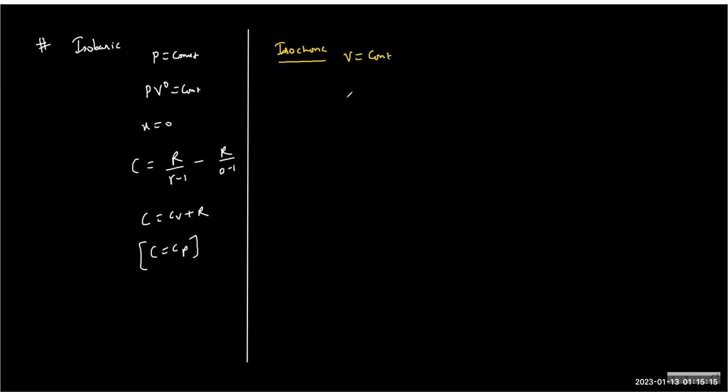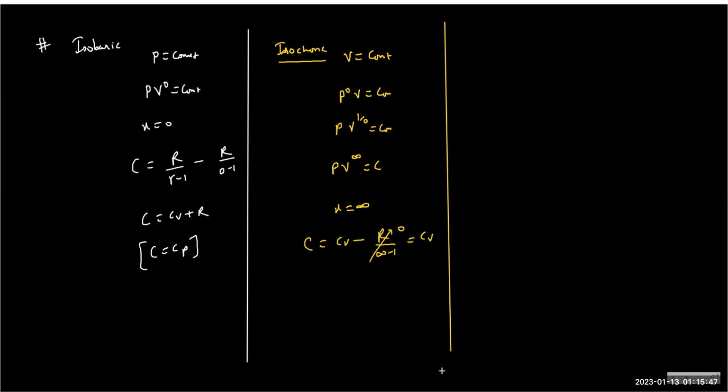V equals constant. So P0 V equals constant. So PV to the power 1 by 0, or roughly we can say this is P infinite, or undefined. What is X here? So C equals CV minus R upon... C must be CV, right?